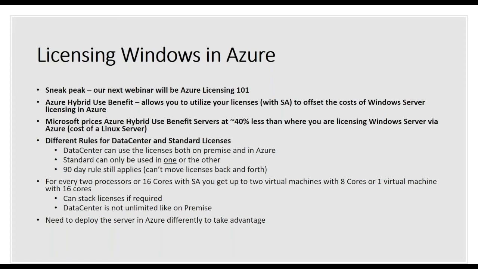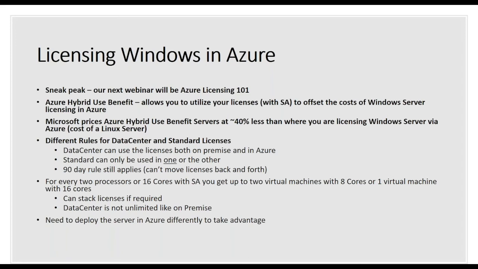But for now, what I wanted to touch on is the Azure Hybrid Use Benefit, because Microsoft is pushing this big. We're seeing it everywhere. What the Azure Hybrid Use Benefit is, it allows you to utilize your licenses, as long as they have Software Assurance on them, to offset the cost of Windows Server licensing in Azure. It's only for Azure. So if you're on AWS, this benefit doesn't work.